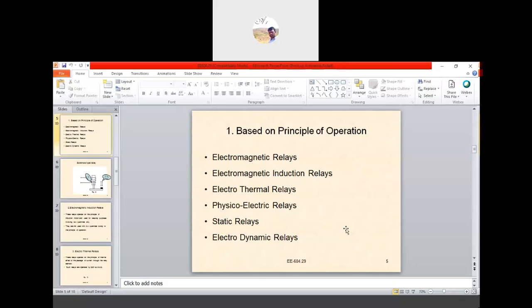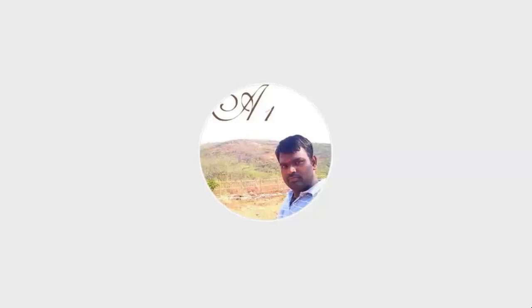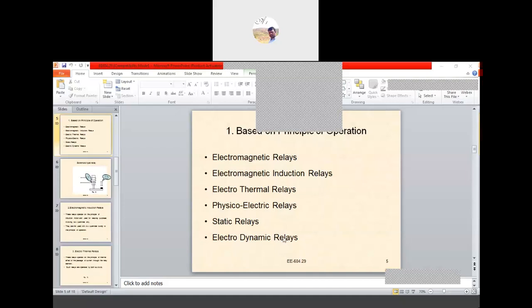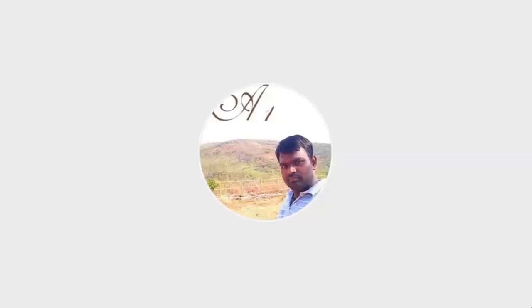Based upon the principle of operation, we have the types: electromagnetic relays. Relays are classified into electromagnetic relays, electromagnetic induction relays, electrothermal relays, psychoelectric relays, static relays, and electrodynamic relays. As well as that, we have another type, the microprocessor based relays.